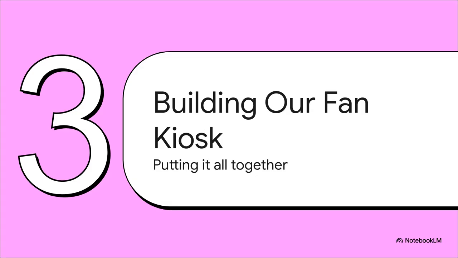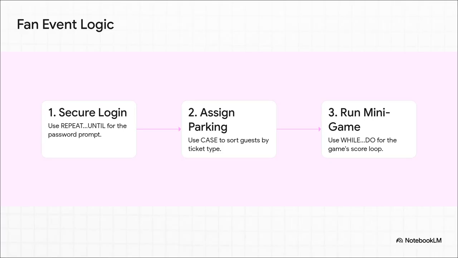All right, so there you have it. That's our toolkit. We have one structure for choosing and two for repeating. And believe it or not, with just these three simple tools, we can now map out the entire logic for our fan event system. Okay, let's actually build this thing out step by step.